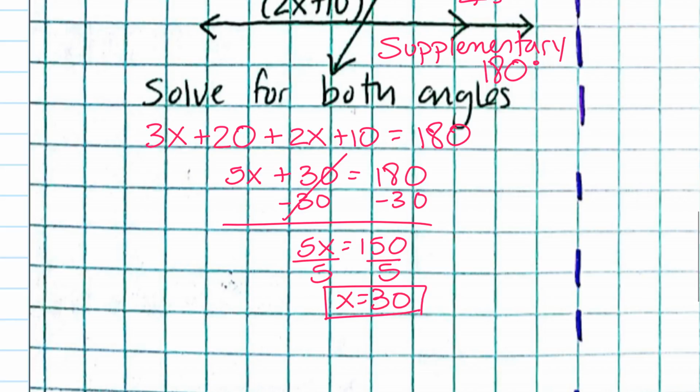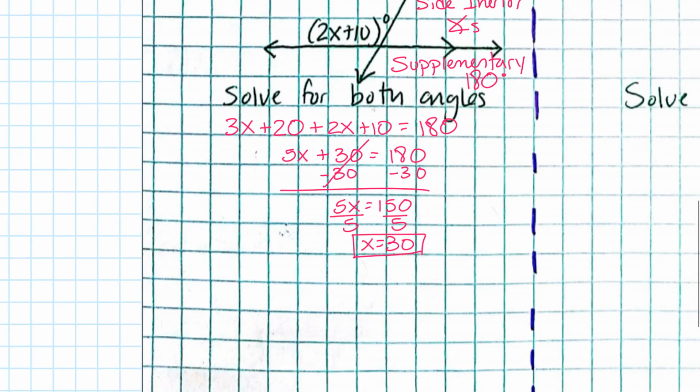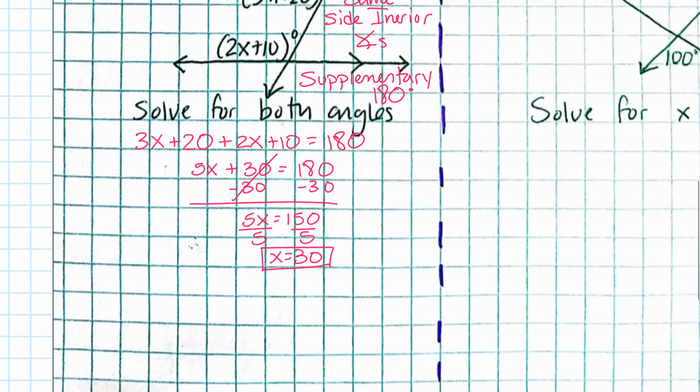Is this our answer? No, because why? It says solve for both angles. So I have 3 times what do I plug in? And what is 3 times 30 plus 20? So our first angle is 110 degrees. Knowing this, do I even need to plug in 30 to the next one? What do you know the other angle is going to be? 70, because they are supplementary.